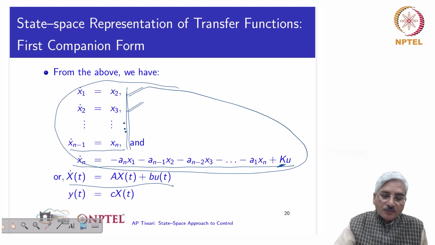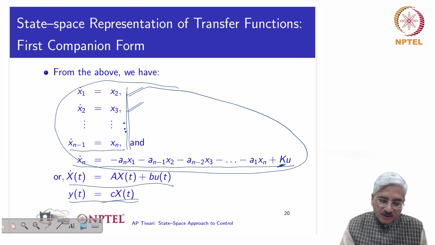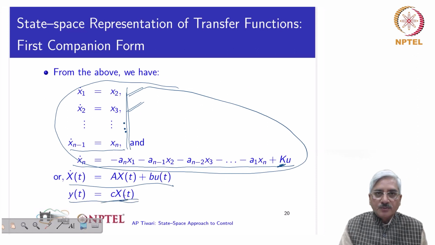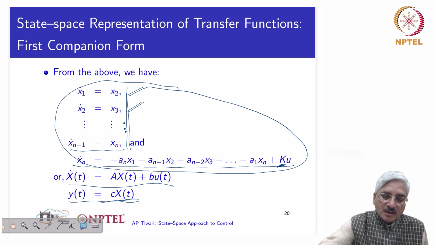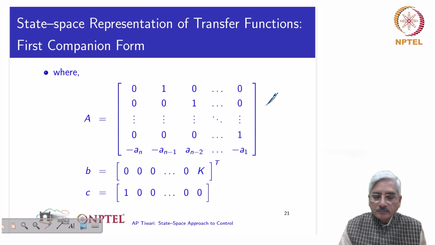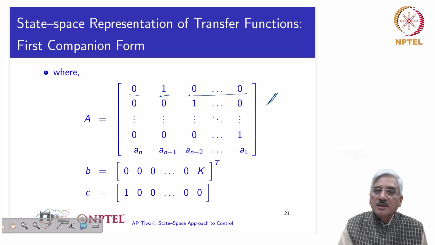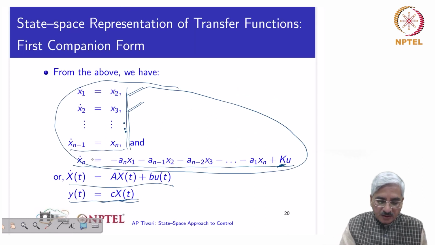And for the output y, we have seen that the first state x1 was identified as y. That means y is x1. So the output y will be C times x(t), which will comprise only x1. Based on this knowledge, we can write the A matrix like this. x1 dot is x2, so we have all zeros and a 1 coming here. x2 dot is x3, so 1 is coming here, the rest are all 0, and so on. And the last row contains all the coefficients. See here, this one.